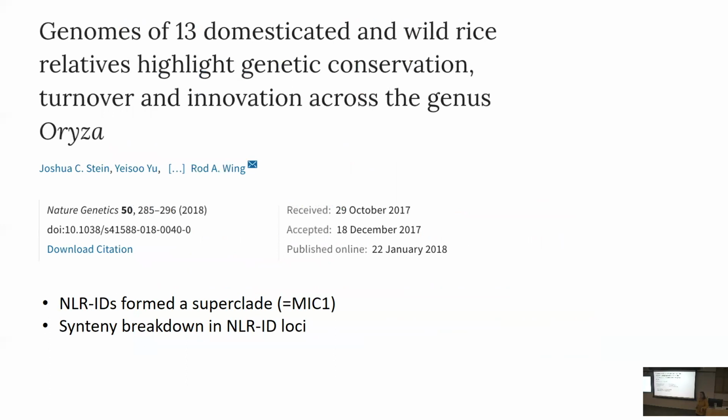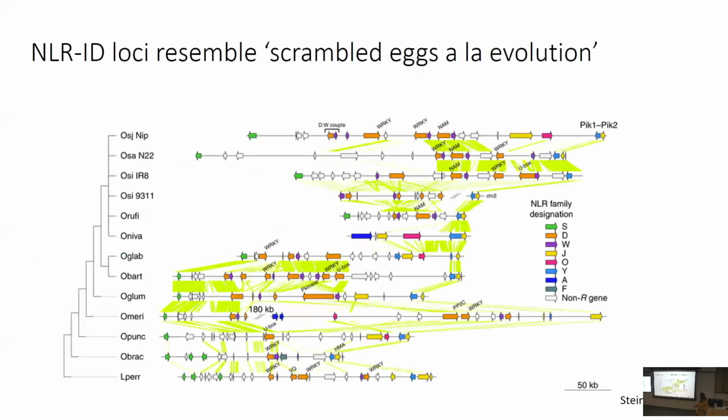We've started looking within species. So now I told you there's a great amount of diversity across species. We've been starting to look within species, and specifically looking at those NLR IDs, highly evolving clades. This is 13 rice species, published now by some of our collaborators, Josh Chan and Doreen Ware.